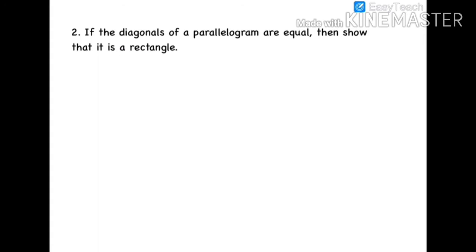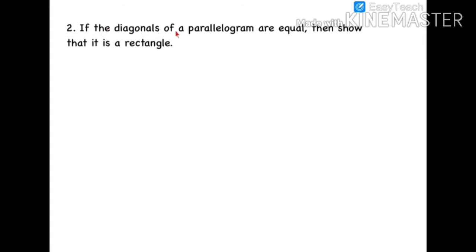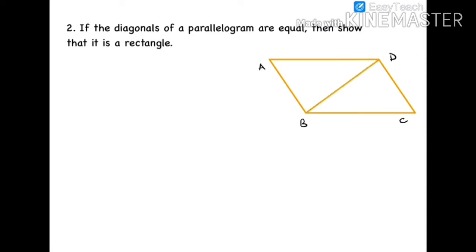Question number 2. If the diagonals of a parallelogram are equal, then show that it is a rectangle. So we are given that the diagonals of a parallelogram are equal. Let's draw a parallelogram ABCD, where DB and AC are the diagonals intersecting at point O.